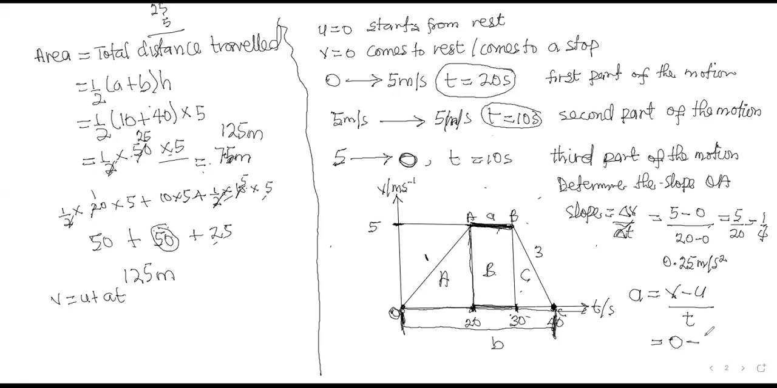So 0 minus 5 divided by, what's the time interval during the deceleration? 10. So we have negative 0.5. So, Imelda, deceleration is not the same as just negating the acceleration. You must calculate.